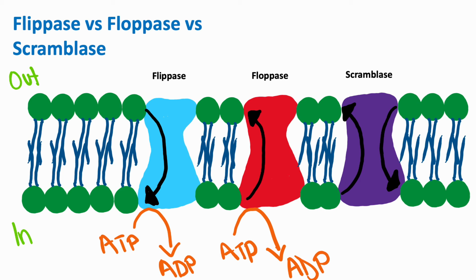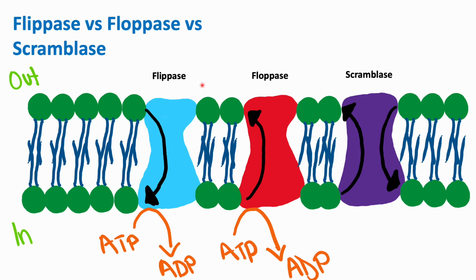In our lipid bilayer, there are three different types of proteins which can act as enzymes that we are interested in. Those enzymes are known as Flippase, Floppase, and Scramblase, and they are responsible for maintaining the concentration of the lipids on the inner side and the outer side.